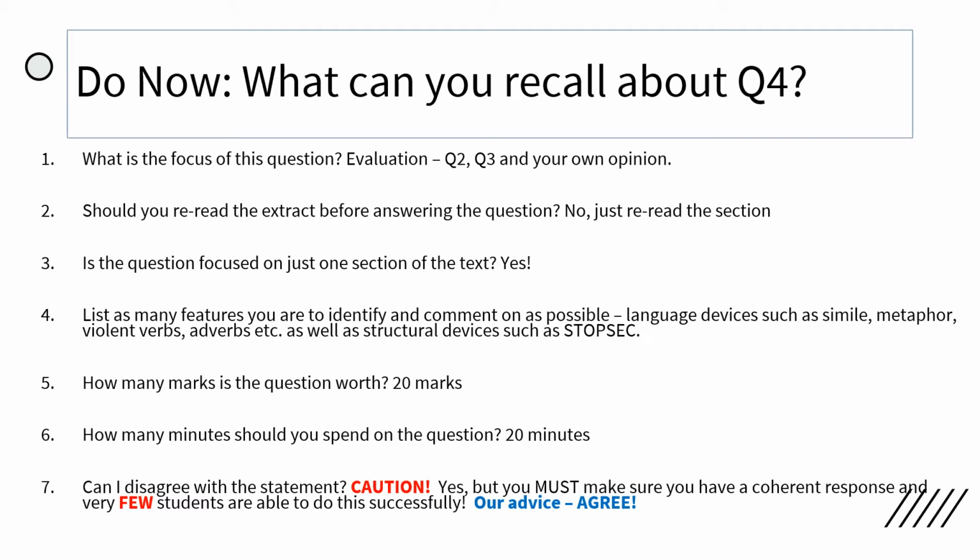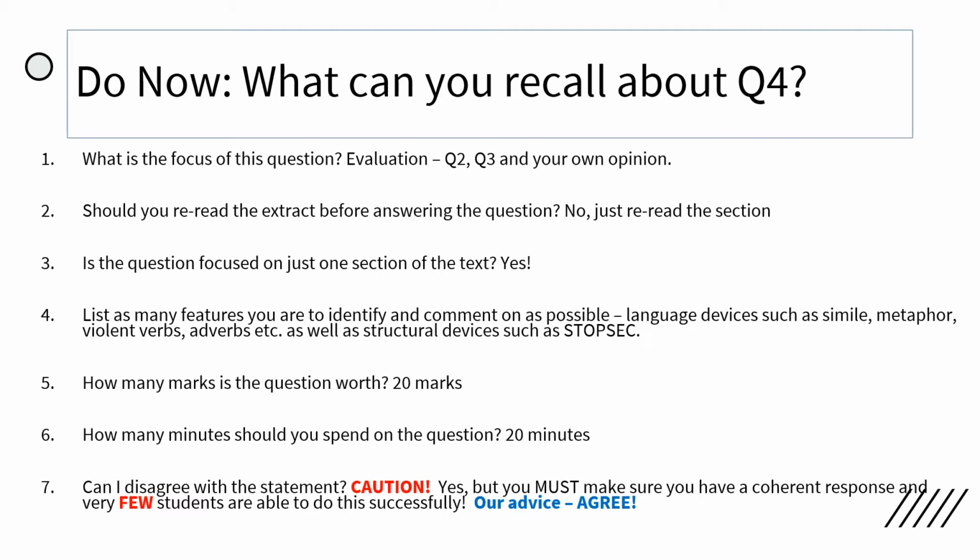Number 4, list as many features as you are able to identify and comment on as possible. Looking at language devices such as simile, metaphor, violent verbs, adverbs, as well as the structural devices such as time, changes in perspective, opening, the beginning, etc.